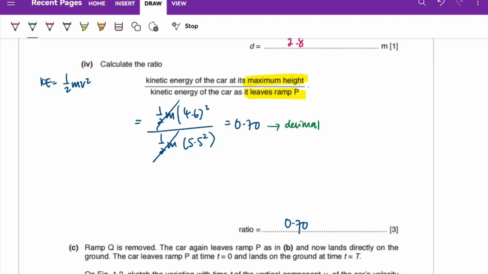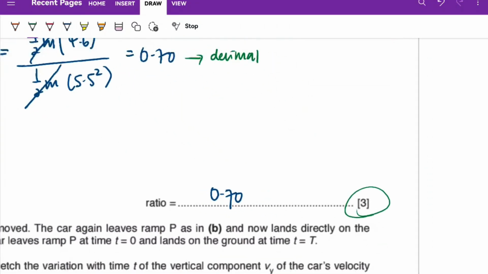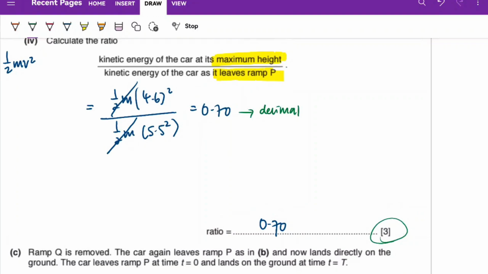Okay, you're done with the fourth one. Nicely, you got your 3 marks. Make sure you take the right velocity. Very important. Usually students might take the wrong velocity and you will get the wrong answer. So make sure you get the right one.